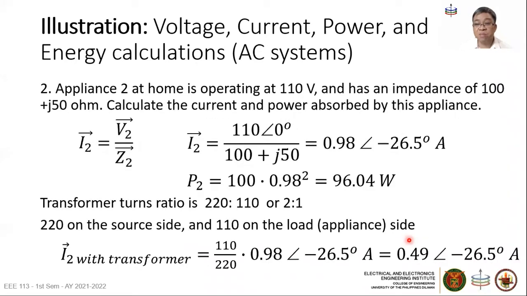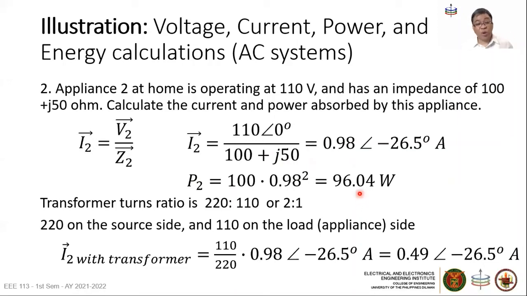Let's look at appliance number 2. We're again asked to solve for the current and the power absorbed by this appliance. Again, voltage is 110 volts. Set this as reference, angle 0, divided by the impedance, which is similar to the first one. And this will be the current, 0.98 angle -26.5 degrees. Power drawn by the second appliance is again I squared times R. That's 96.40 watts. So that's the power drawn by appliance 2.